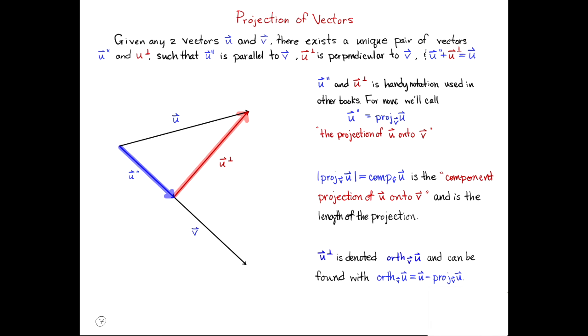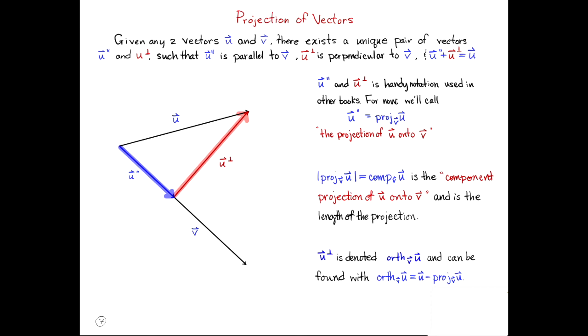For any two vectors u and v, there exists a unique pair of vectors, which we call u parallel and u perpendicular, such that u parallel runs along the vector v, u perpendicular is perpendicular to v, and also u parallel plus u perpendicular is equal to the vector u. U parallel and u perpendicular is notation that you'll see in other books.